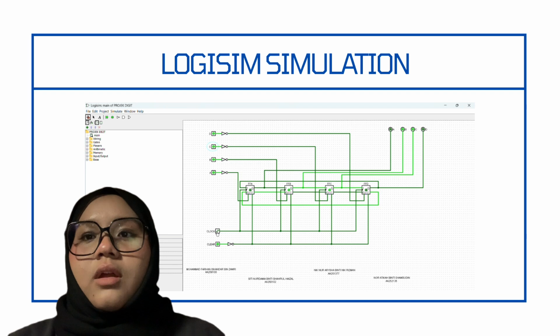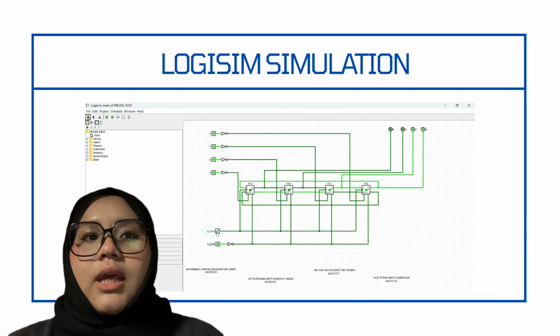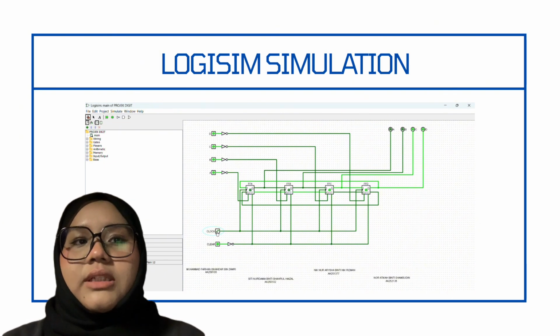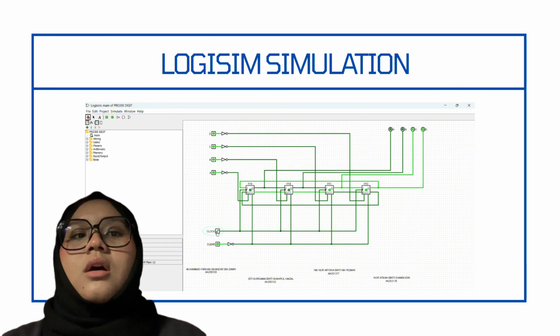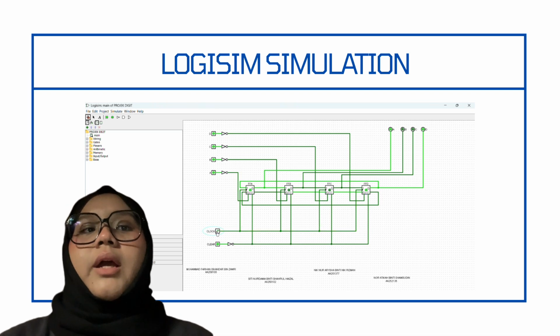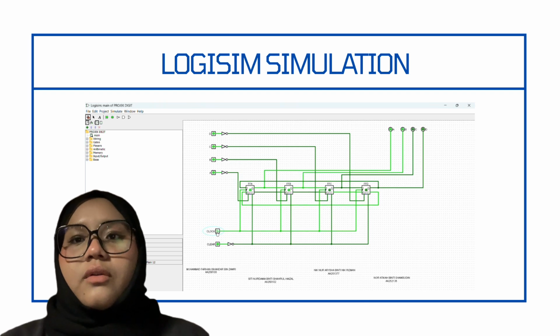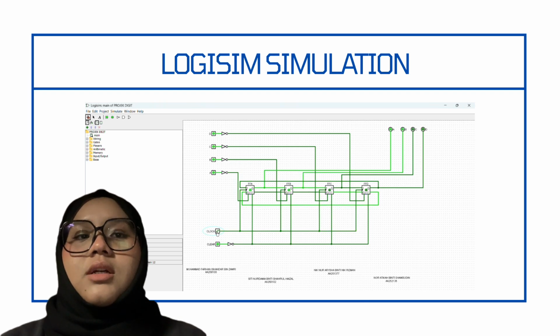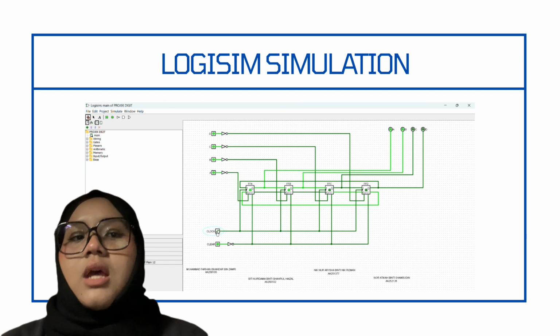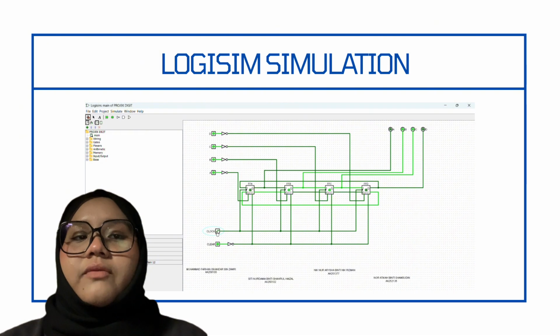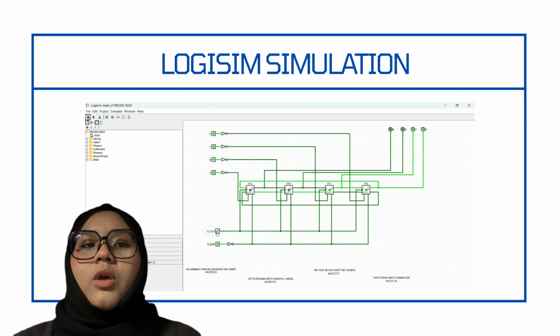For line number 12, the same procedure is repeated, and the outputs remain the same, with only A and D equal to 1. For line number 13, all inputs and the clear input are set to 1, and after applying one clock pulse, outputs A and B become 1. For line number 14, the same procedure is repeated with another clock pulse, and the outputs remain B and C equal to 1. Finally, for line number 15, all inputs and the clear input are set to 1, and after applying one clock pulse, outputs C and D become 1.